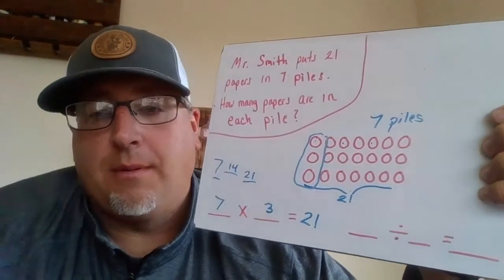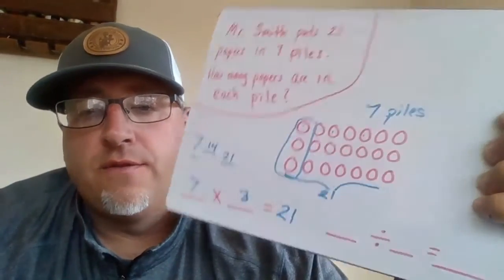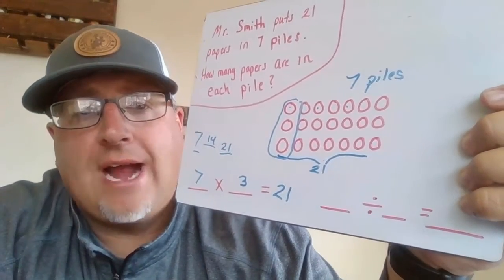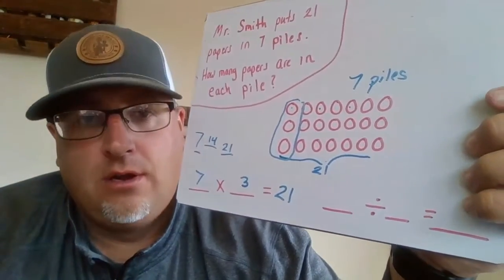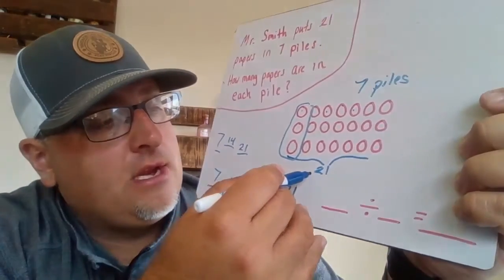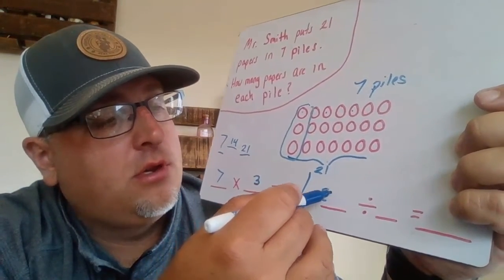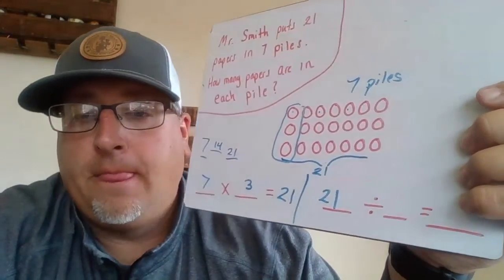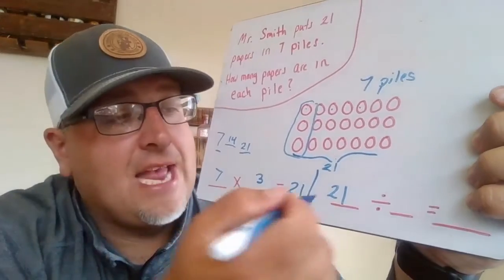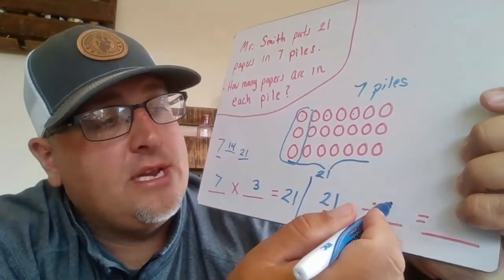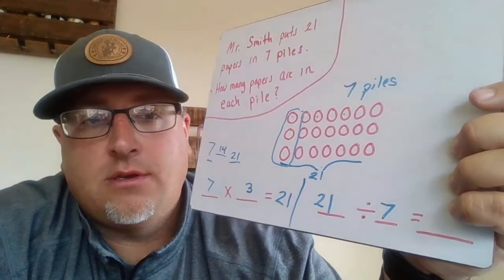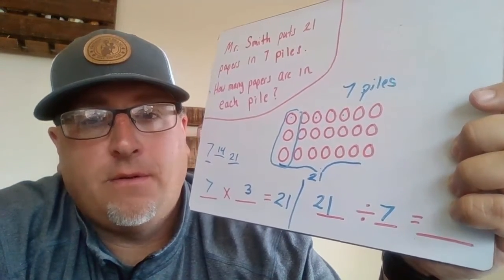Let's turn it into a division problem here. So to divide, the first thing we need to do is want to know how many altogether. How many papers does he have altogether? And that's right. He has 21 papers altogether, divided by how many piles he has. He has 21 papers, and he put it into 7 piles. 21 papers, 7 piles.